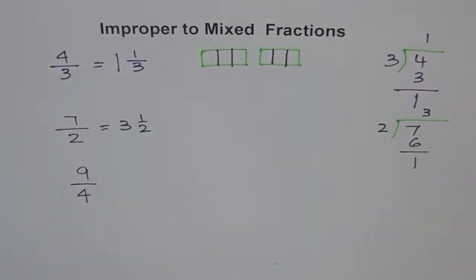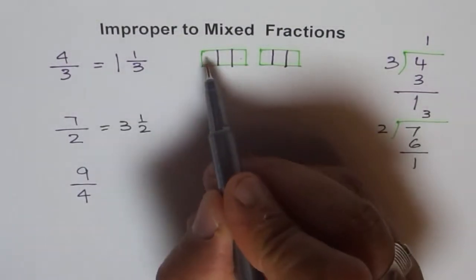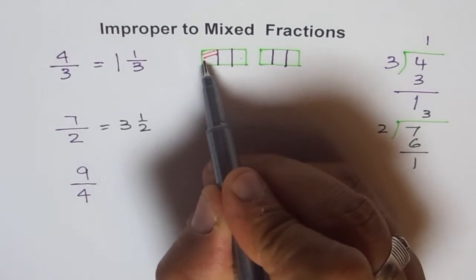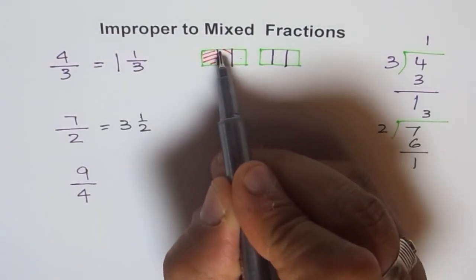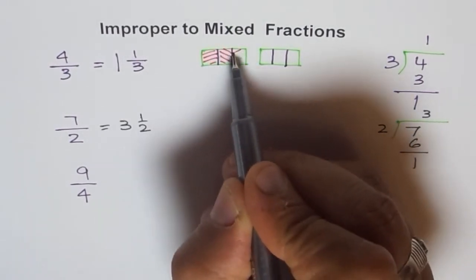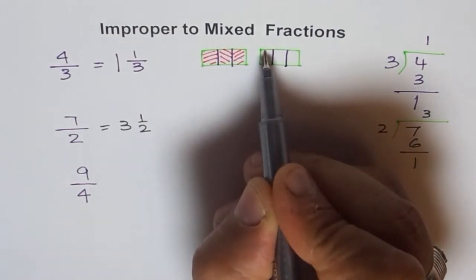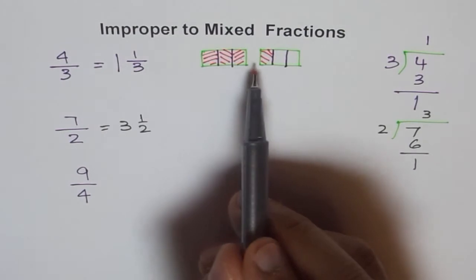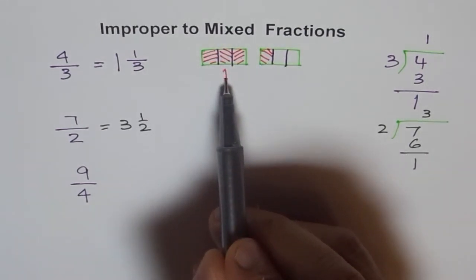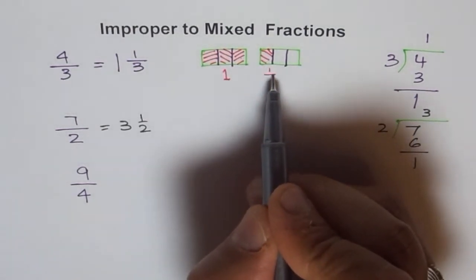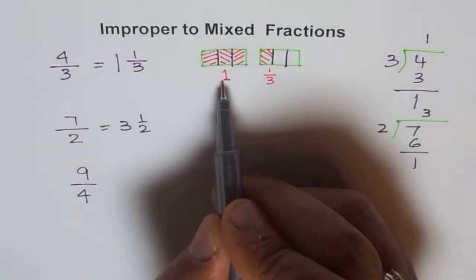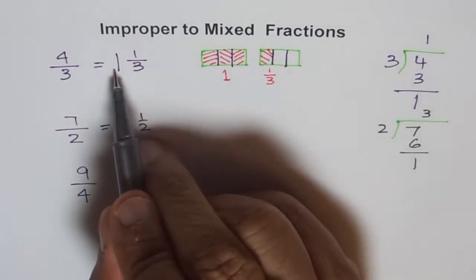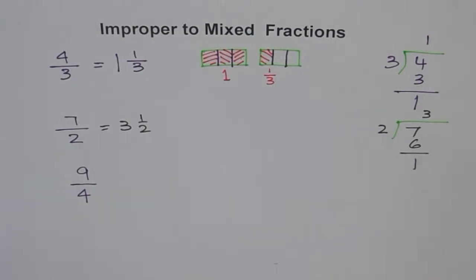Now we can shade 4. So this is 1/3. Do you see this? 1/3. This is 2/3, right? 3/3 and the 4th. This is my 4th. Okay. So how much did I shade? 1 whole and 1 out of 3. Do you see that? Yes. So we got the same answer.